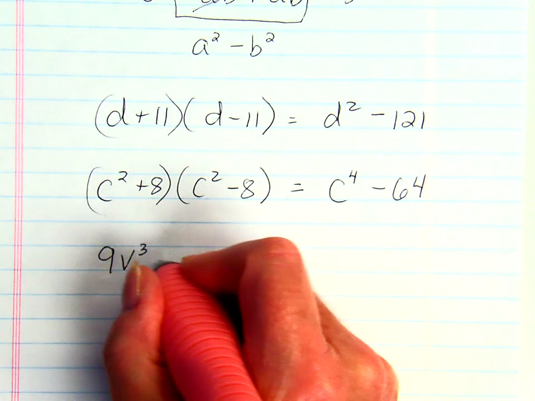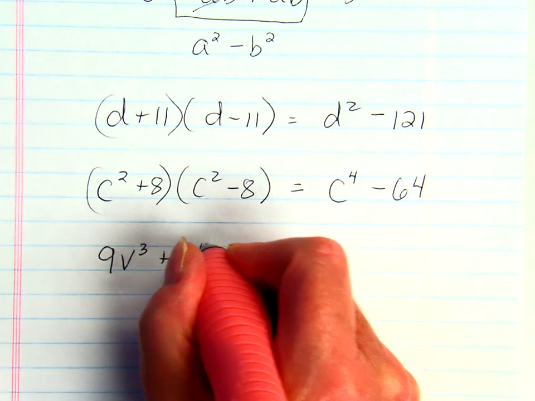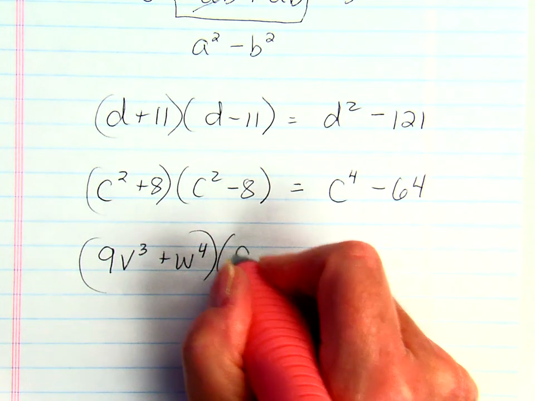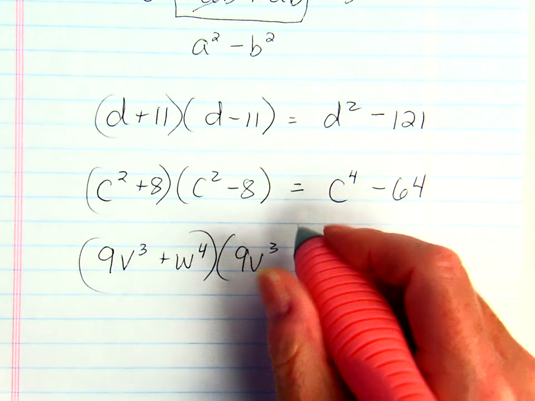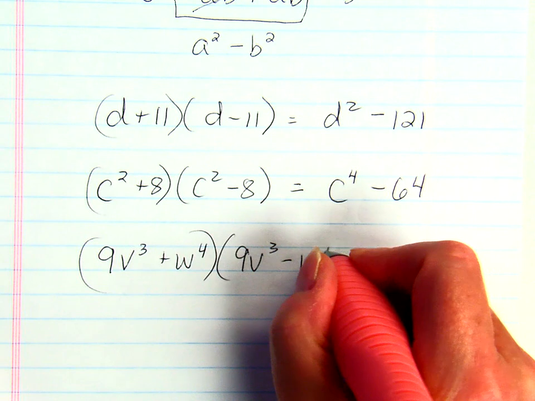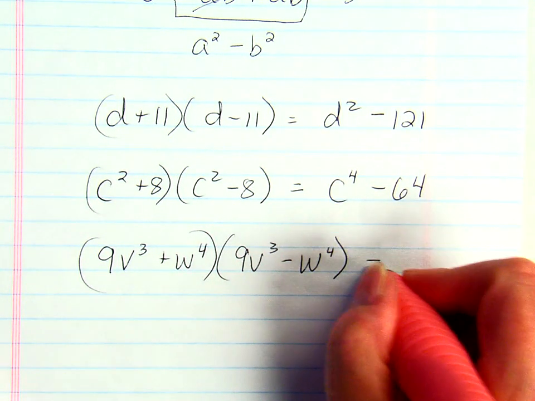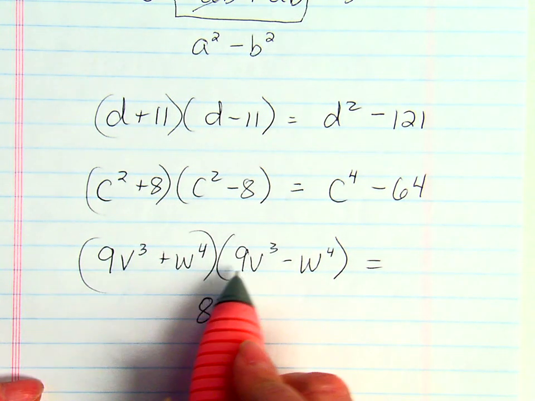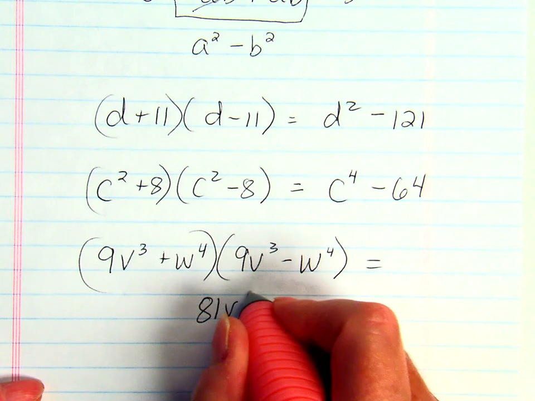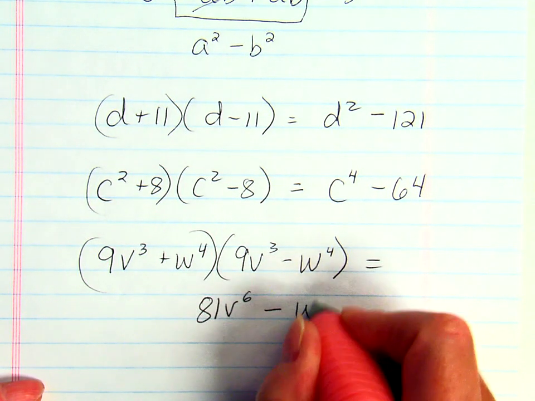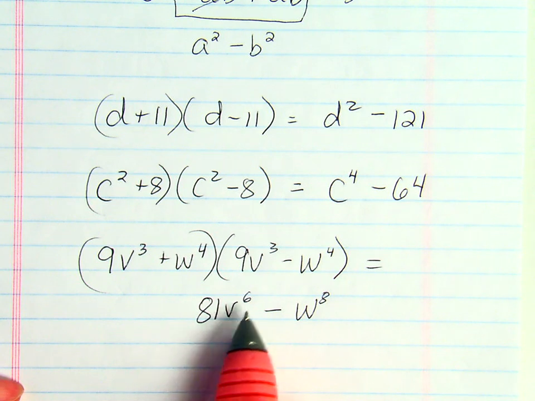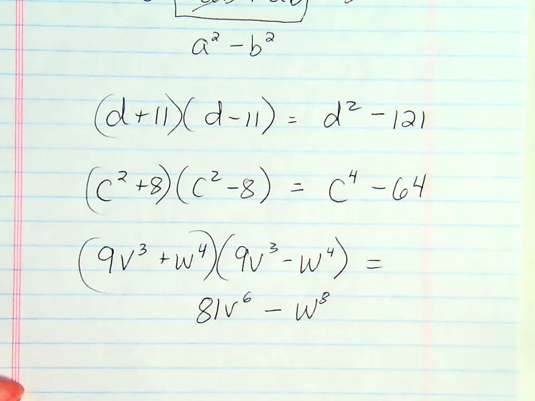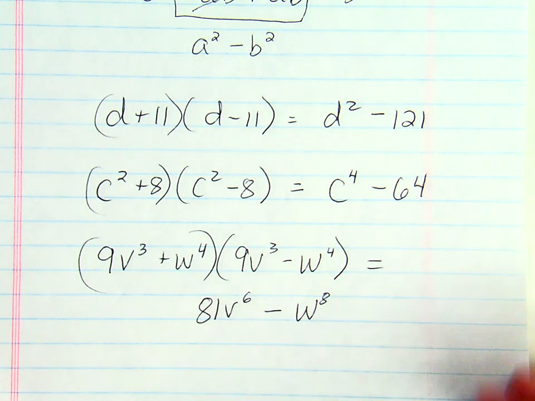9v cubed plus w to the 4th times 9v cubed minus w to the 4th. And what this is going to equal, so 9 times 9 is 81, and then v cubed times v cubed is v to the 6th, minus w to the 8th. So 81v to the 6th minus w to the 8th. So really, if you can remember this one, also extremely simple.